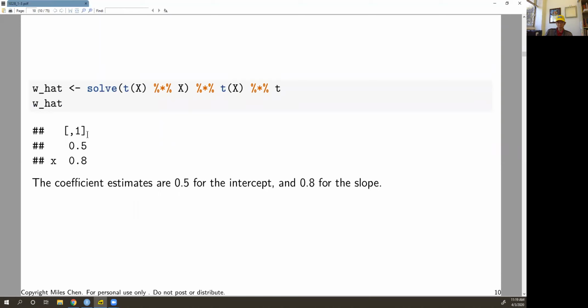And this results in a 2 by 1 matrix, and these are the estimates of W, that is my intercept and slope. These are the estimates of the intercept and slope that will minimize the loss function, the loss function being the mean squared error. And so we say the estimate for the intercept is 0.5, and the estimate for the slope is 0.8. That is based on our observed values of 1, 2, 3, 4 paired with 1, 3, 2, 4.